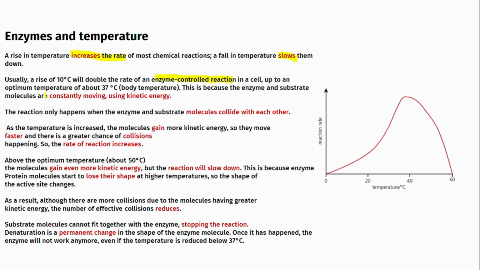But the optimum temperature of about 37 is the body temperature. So the optimum temperature for the body is 37. After that, what will happen? We're going to say it after. So this is because enzymes and substrate molecules are constantly moving using kinetic energy.